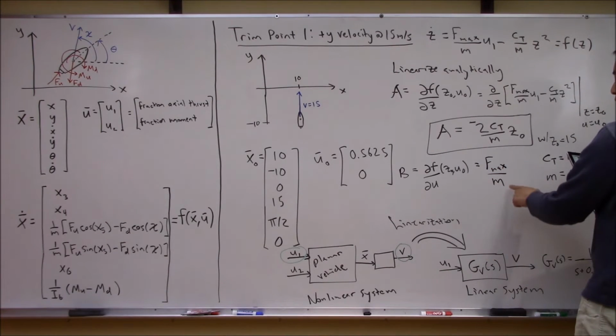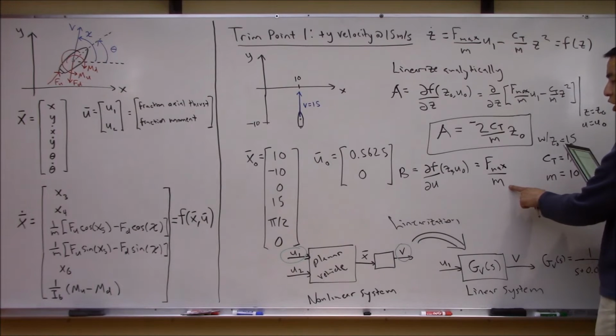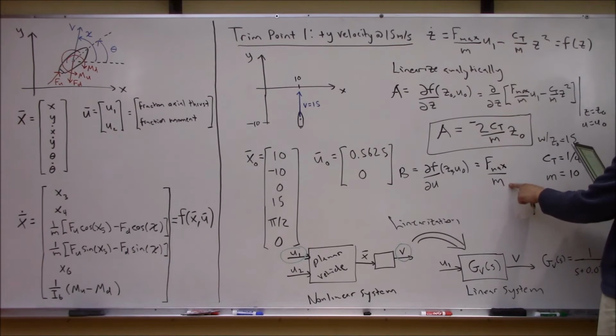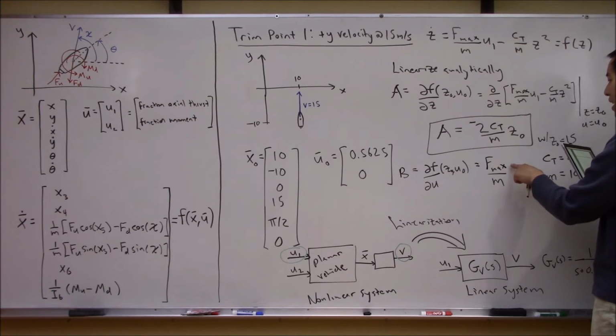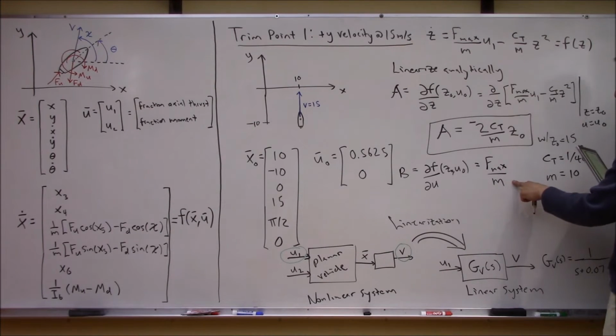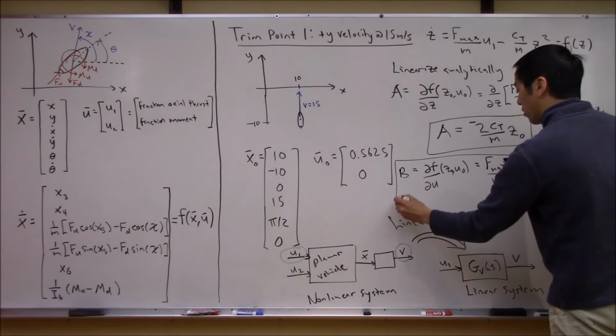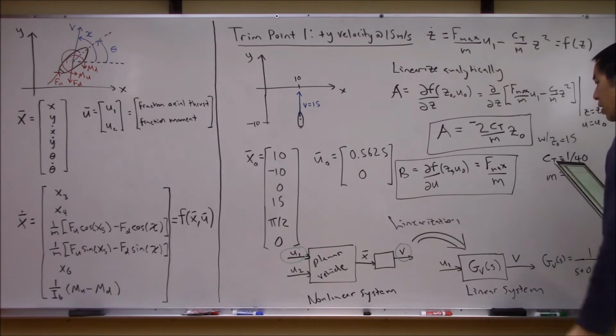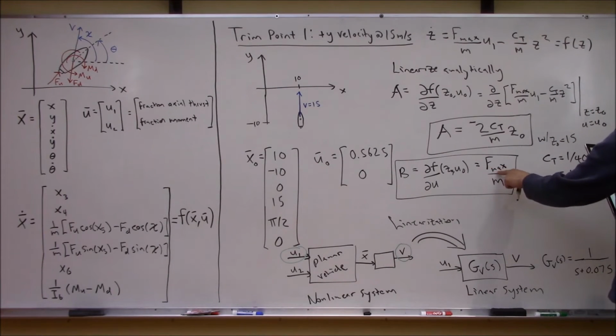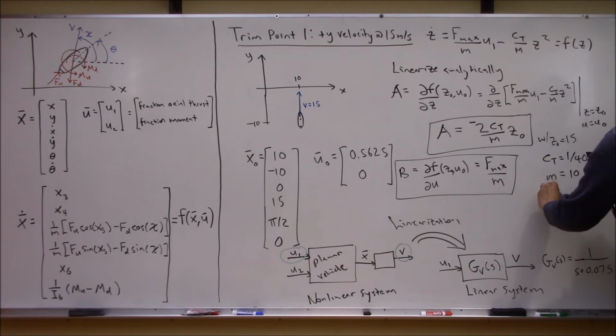So your B matrix, in this case, doesn't change. It's constant. It's not a function of the trim point, neither the trim state nor the trim control, because you don't see z naught or u naught show up here. So here's your B matrix, okay? And again, the only other constant we need here is F max, right?